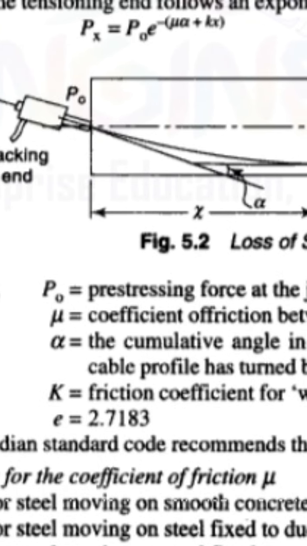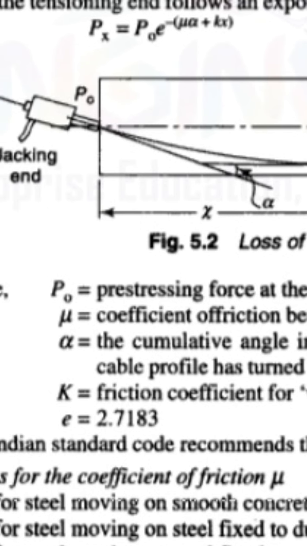The mu value and k value are recommended. For the mu value, 0.55 is taken for steel moving on smooth concrete, 0.35 for steel fixed to the ducts, and 0.25 for steel fixed to the concrete, and 0.15 to 0.225 for multi-layer wire rope cables with spacer plates provided at the lateral separations, and 0.18 to 0.30 for multi-layer wire rope.